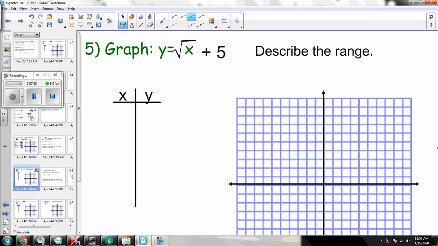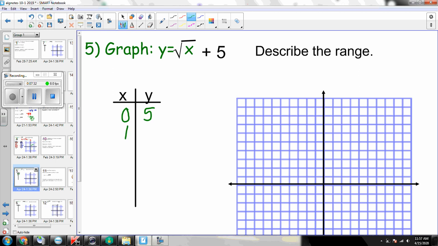All right, now we're on number 5. On number 5, we're going to graph y equals the square root of x plus 5. So I'm going to let x first be 0, because that's the lowest number x can be, because x can't be a negative number. If I put 0 in here, the square root of 0 is 0. 0 plus 5 would give me a y value of 5.